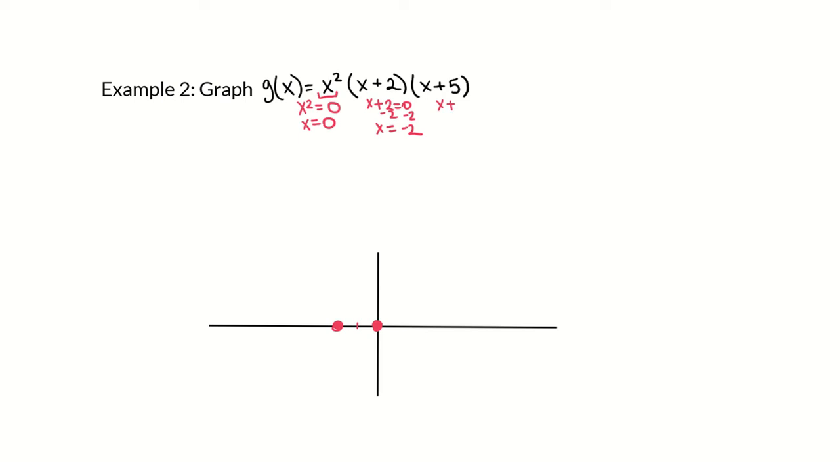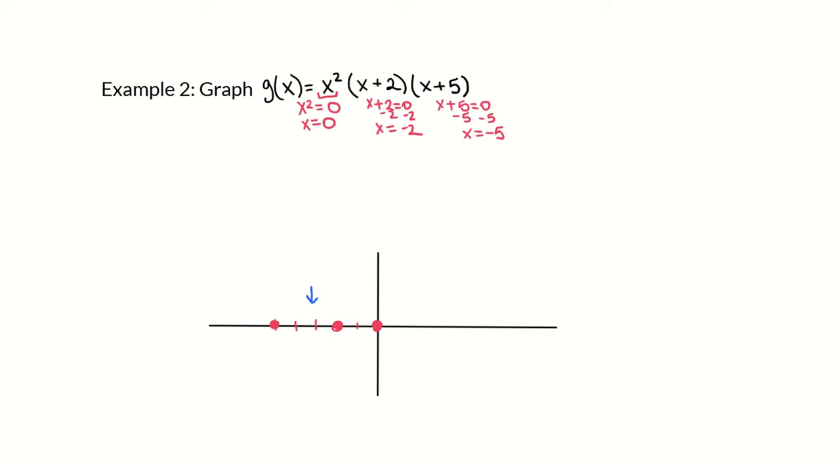Set x plus 5 equals 0. Subtract 5 from both sides to get x equals negative 5. So our three x-intercepts are 0, negative 2, and negative 5. And now we perform sign analysis by choosing a point in each interval between the x-intercepts. So let's start with between negative 5 and negative 2. We could choose the number negative 3.